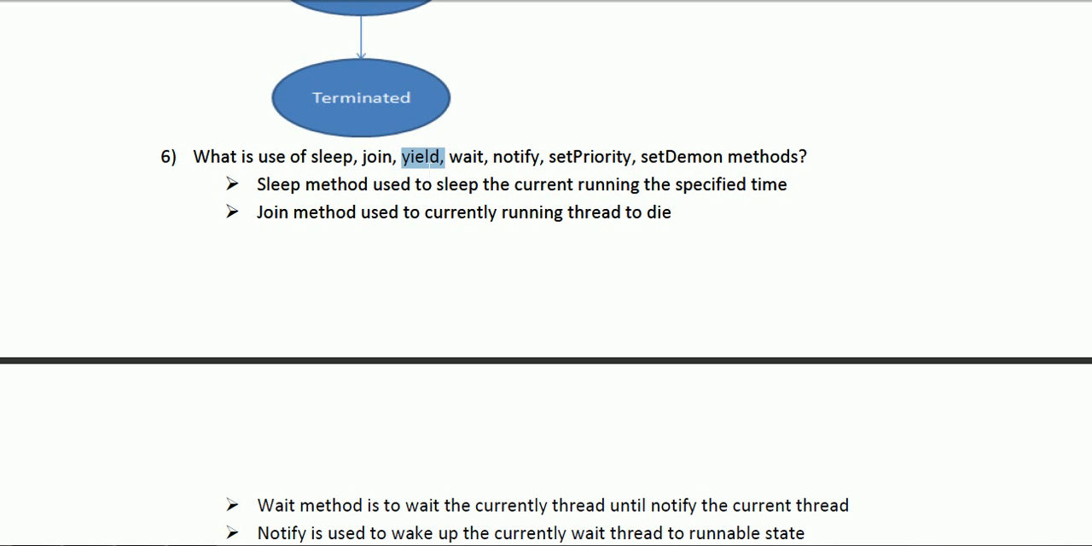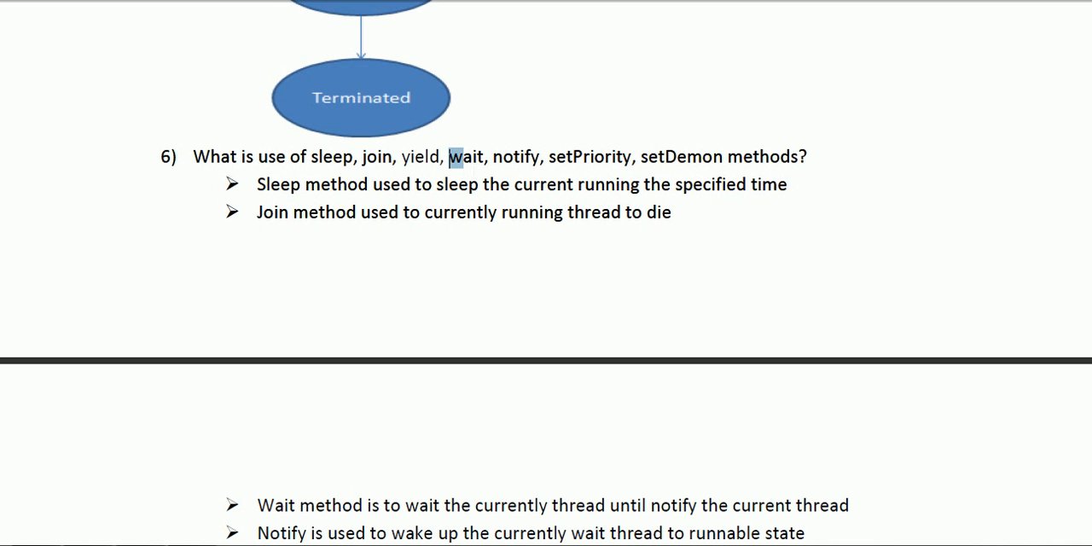Yield is the reverse. Whenever you apply a yield method on a particular thread, the thread is going to wait for some time, and it will give the chance to other threads to execute. If no thread is waiting for the CPU, then the current thread is going to keep executing. Next, what is meant by wait?